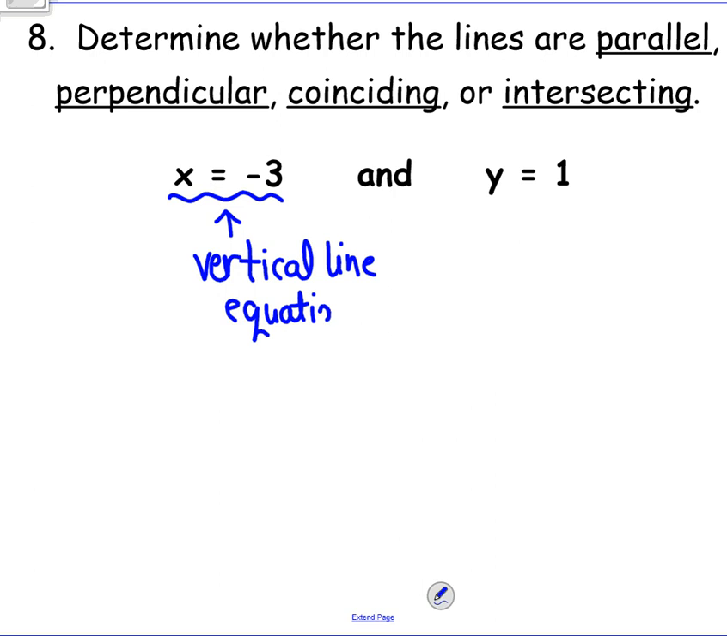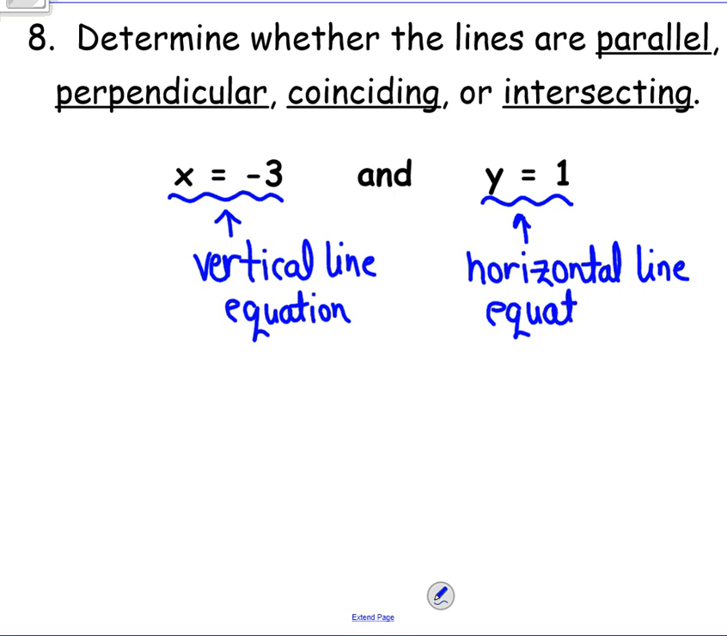And then I move over to the right-hand equation. On the right-hand side, I see y equals a number, only the variable y. And when I see only the variable y, I think about another special kind of line, and that kind of line is a horizontal line. All horizontal line equations only have the variable y in them. There are no x's. And if I look at these two equations and think about, what do I know about every vertical line hooking up with a horizontal line?